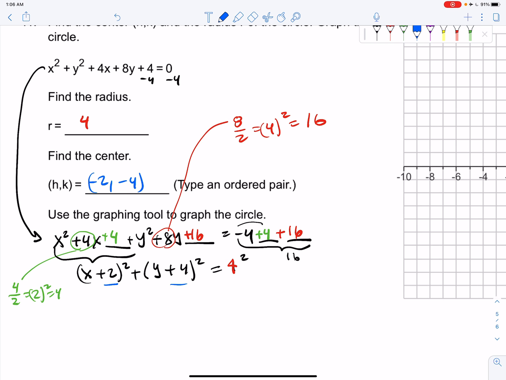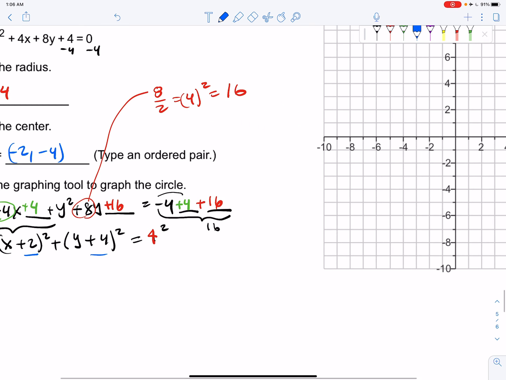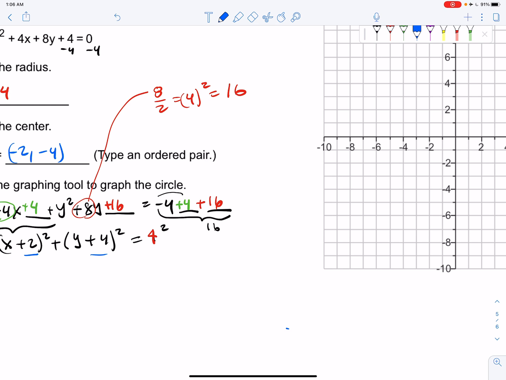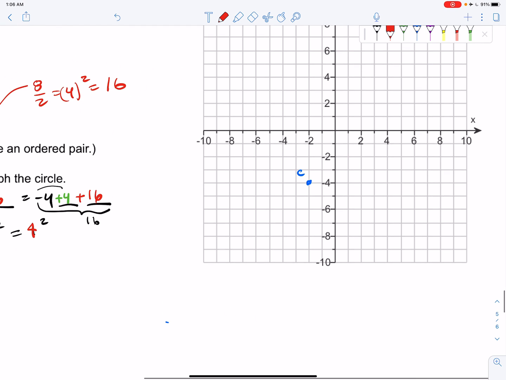Let's go ahead and graph negative 2, negative 4. Okay, try that again. Negative 2, negative 4 is right here. That's the center. And this has a radius of 4. They really sure do like that radius in this book, in this program. 1, 2, 3, 4. 1, 2, 3, 4. 1, 2, 3, 4. And 1, 2, 3, 4.